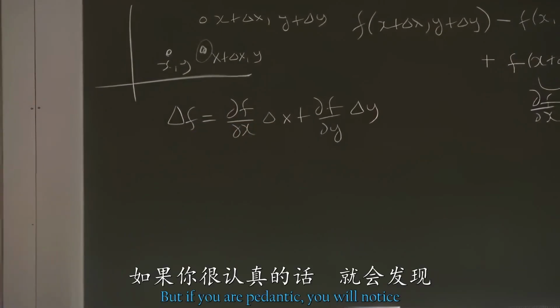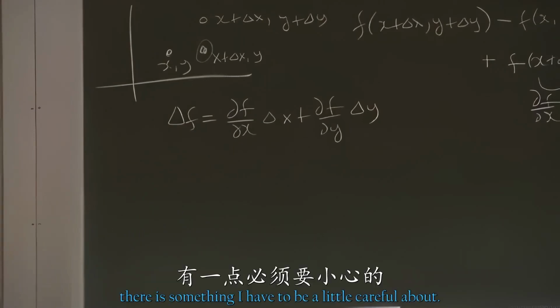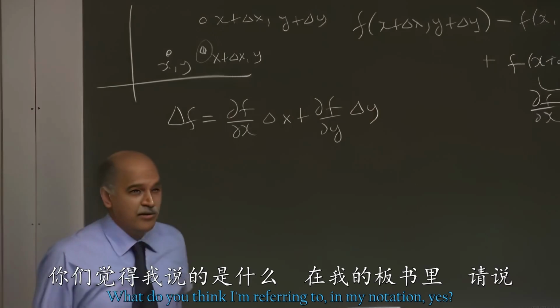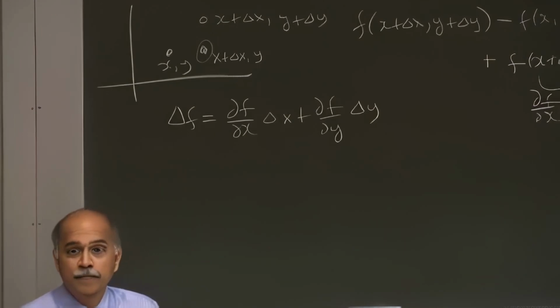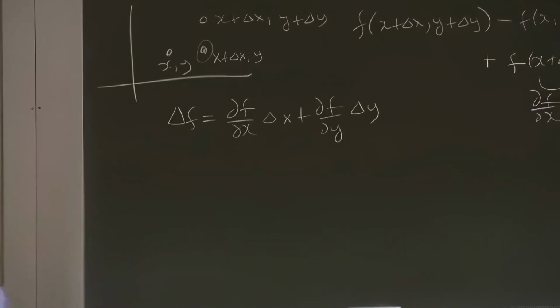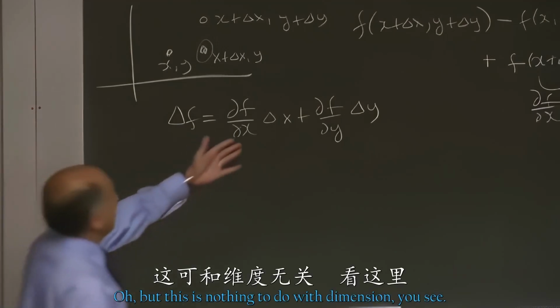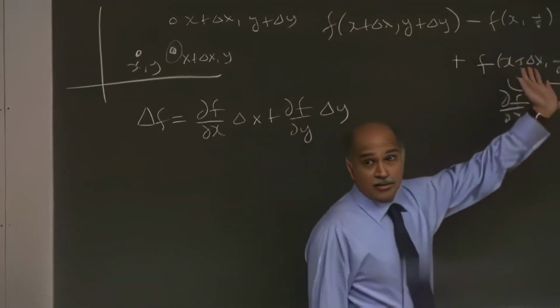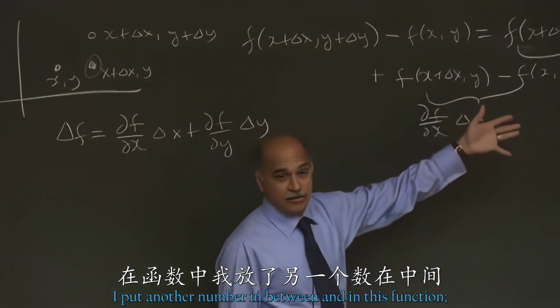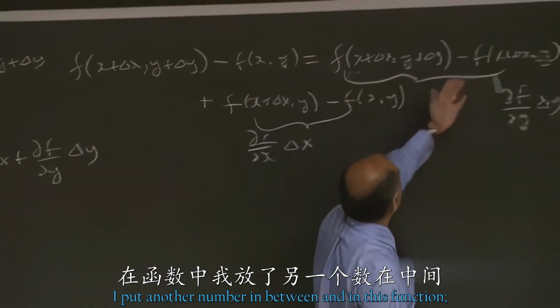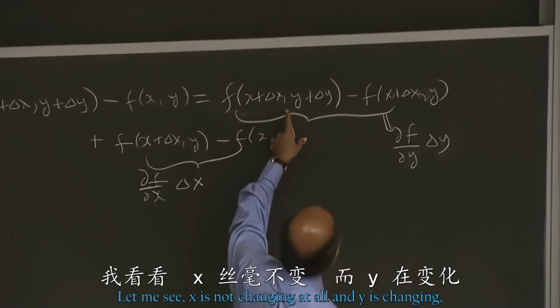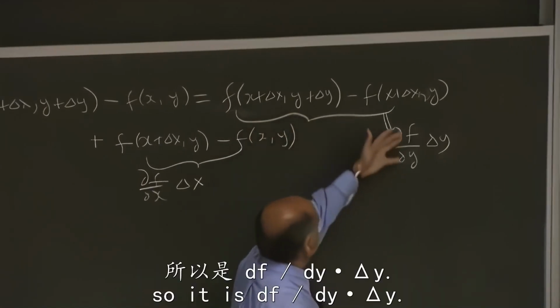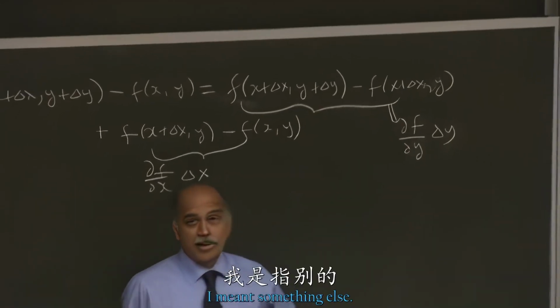But if you're pedantic, you will notice there's something I have to be a little careful about. What do you think I'm referring to in my notation? But this is nothing to do with dimension. You see, it's one number minus another number. I put another number in between. And in this function, it's a function only of y here. Let me see. X is not changing at all, and y is changing, so it is df dy delta y. I meant something else.